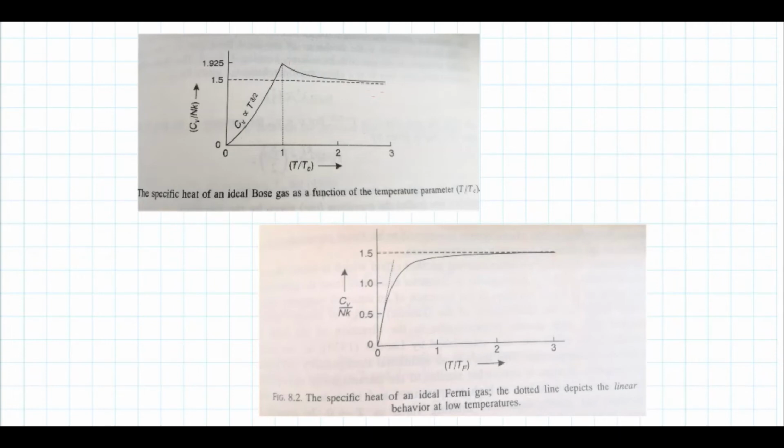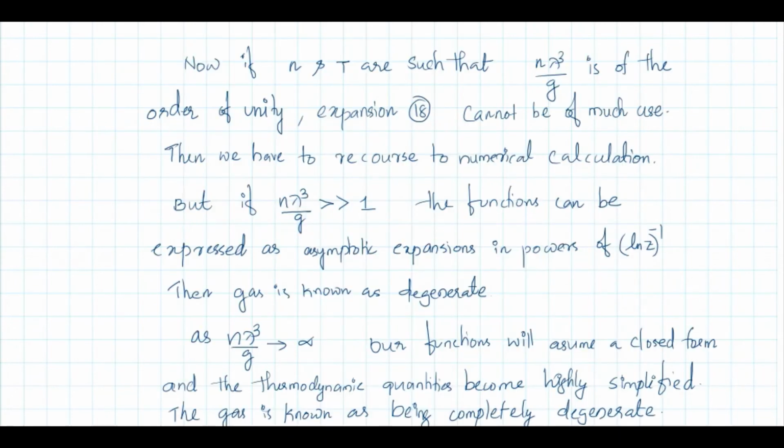But for Fermi gas, the behavior is like this. It is a monotonically decreasing function with the temperature. The high temperature limiting value is 3 by 2 nk, but as temperature decreases, it monotonically decreases to 0. That is the difference between Bose gas and Fermi gas in the case of specific heat capacity.